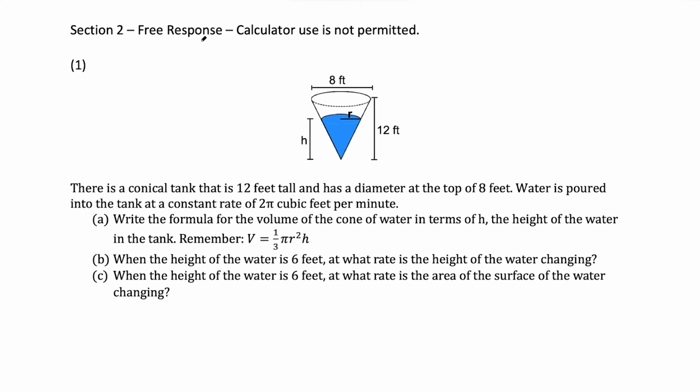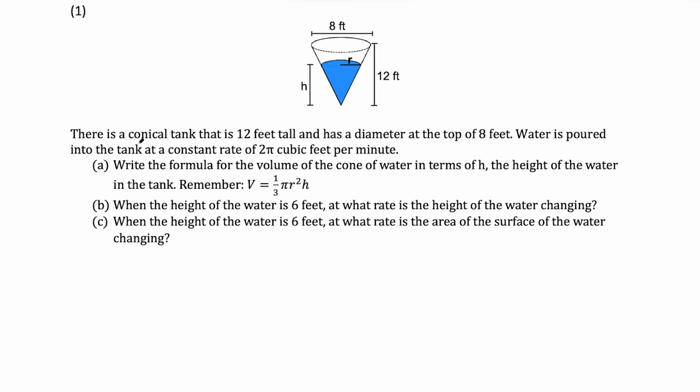So now we move on to the free response, and calculator use is still not permitted. For this free response question, we have a conical tank that is 12 feet tall and has a diameter at the top of 8 feet. And then we have water poured into the tank at a constant rate of 2 pi cubic feet per minute. And for part A, we want to write the formula for the volume of the cone in terms of h, the height of the water in the tank.